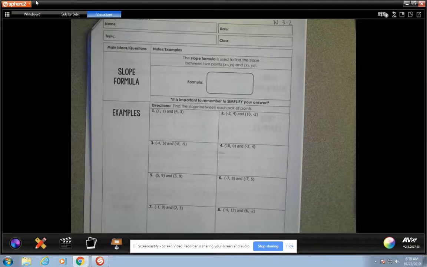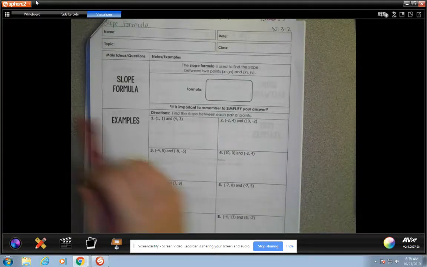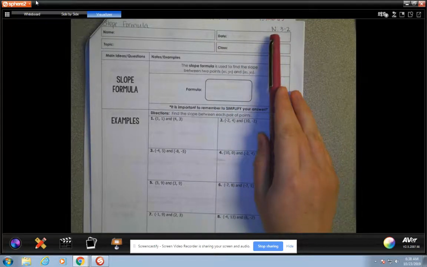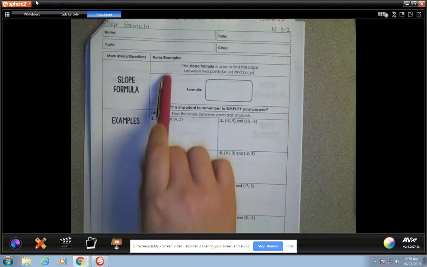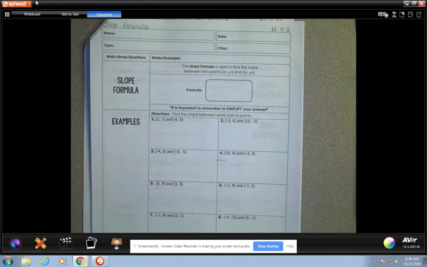Here we are again today. Okay, we're in our notes packet, Unit 3 notes packet. We are on notes in 3-2. Everybody make sure you find the notes page about the slope formula. That's what we're going to be learning today.